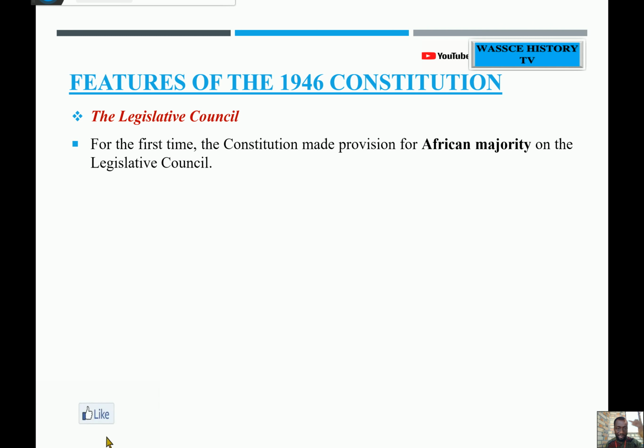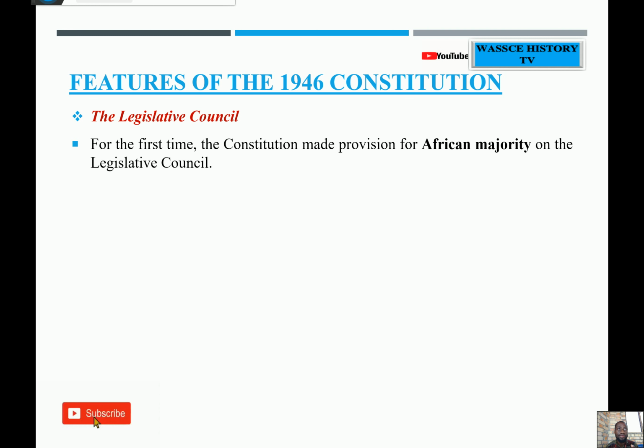We are saying that for the first time, the Constitution made provision for an African majority in the Legislative Council, which was very, very good, because this is the first time that Africans were going to have a majority on the Legislative Council. We had seen in the 1925 Constitution that Africans were still in the minority, with about 14 unofficial members or so. But with this one, Africans were going to be the majority, with more members in the Legislative Council.